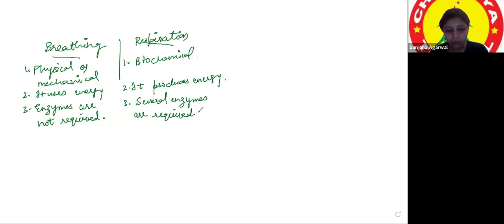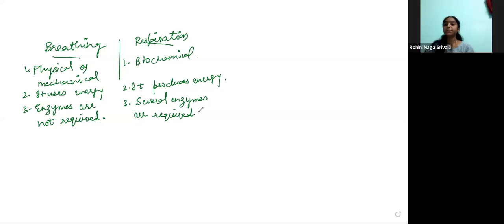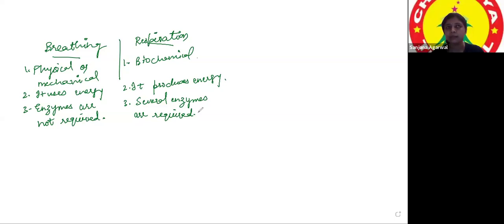Next point, write down. In breathing, only a few parts take part, like the nostril, nasal passage, windpipe, and lungs. After that, there is no role of any other organ in breathing. Whereas when respiration takes place, because it is the release of energy, every body part needs that. So almost each and every organ takes part in respiration.